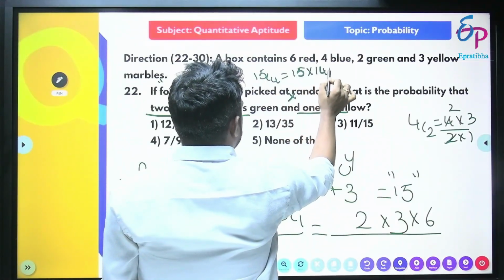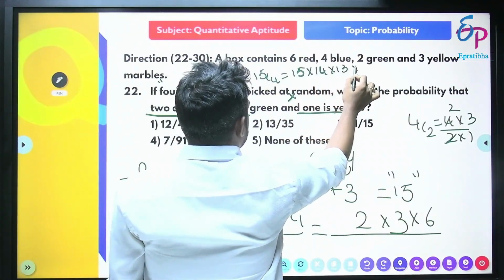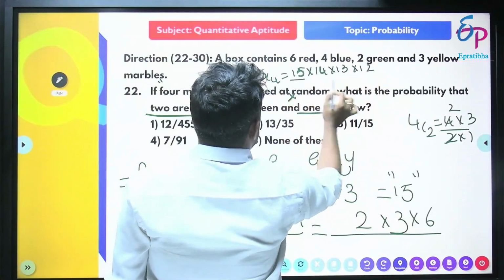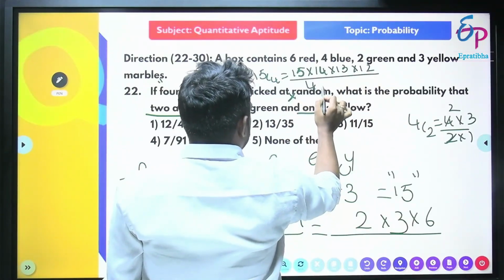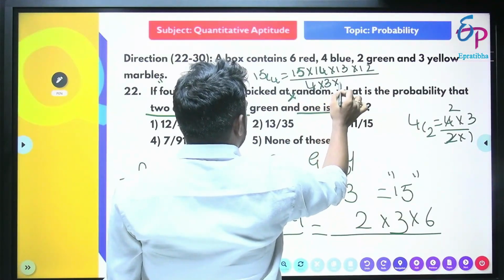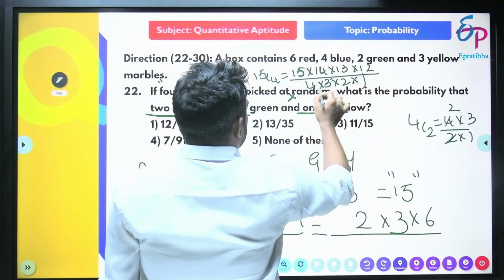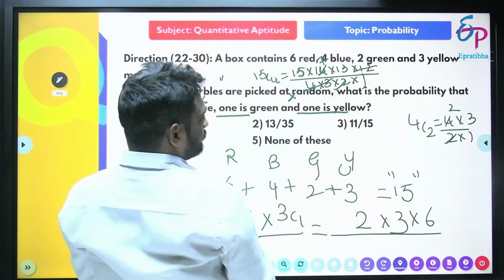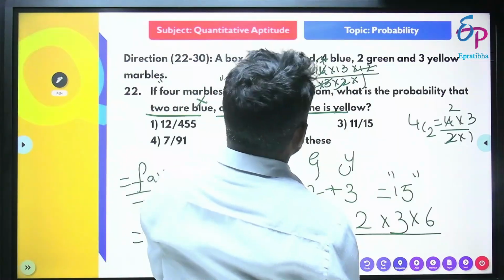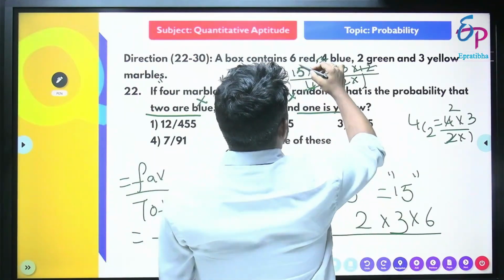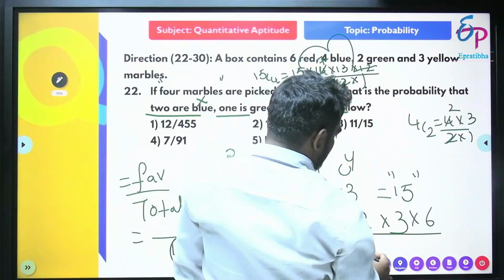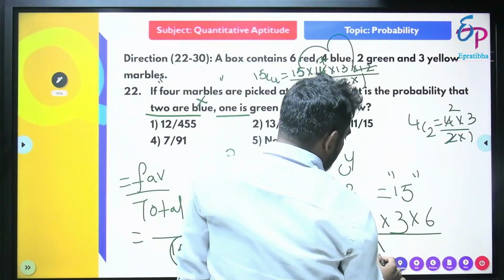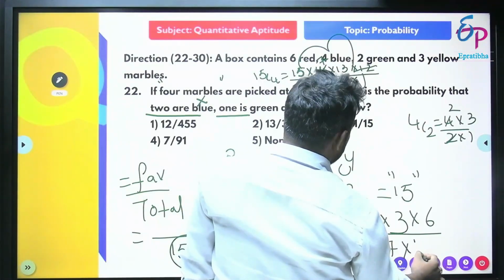15 into 14 into 13 into 12. From 4 up to 1 we have to write 4 into 3 into 2 into 1. 12, 12 is cancelled. 2 sevens. So 15 into 7 into 13. 15 into 7 into 13 is the total number of outcomes.